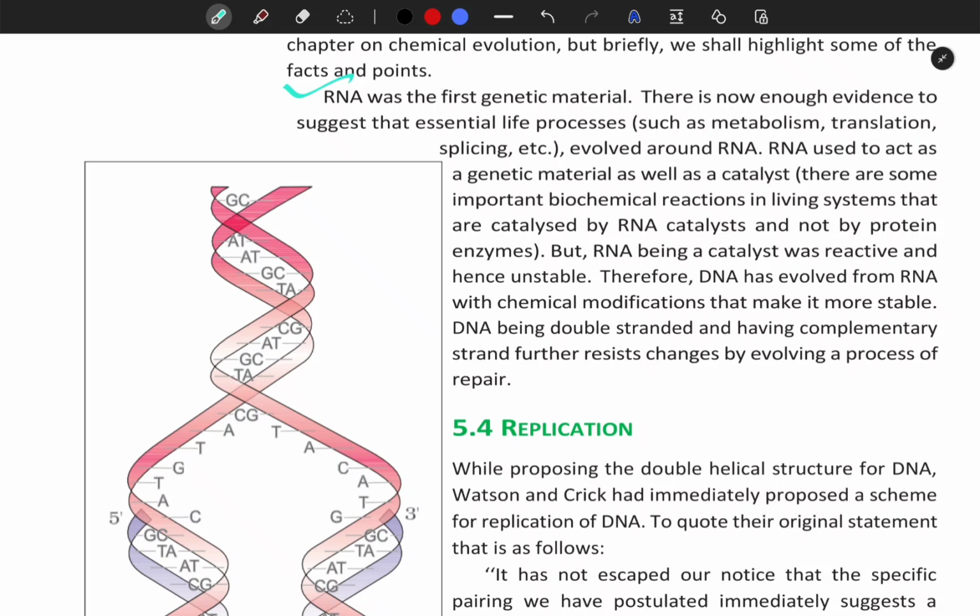There are some important biochemical reactions in living systems that are catalyzed by RNA catalysts and not by protein enzymes. But RNA being a catalyst was reactive and hence unstable.